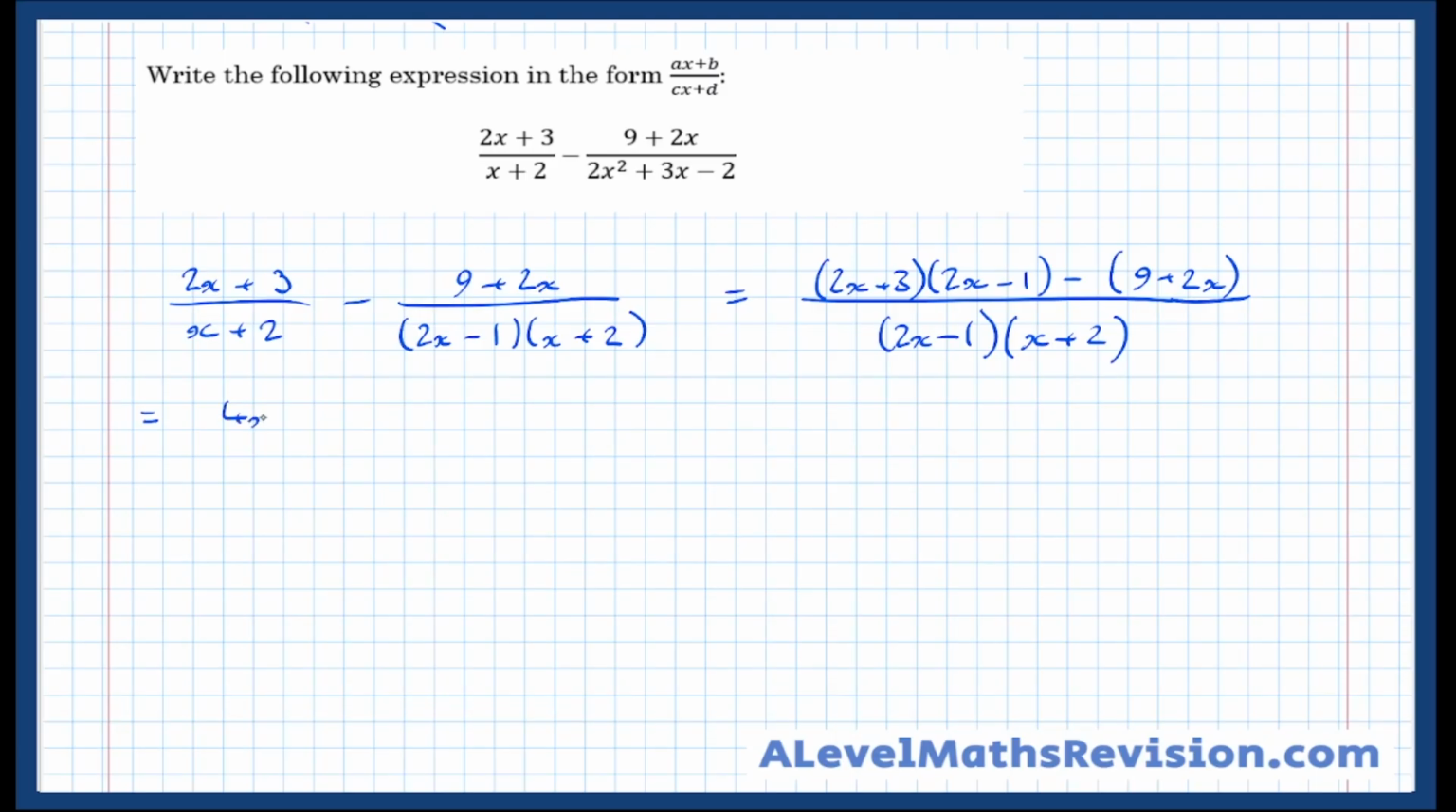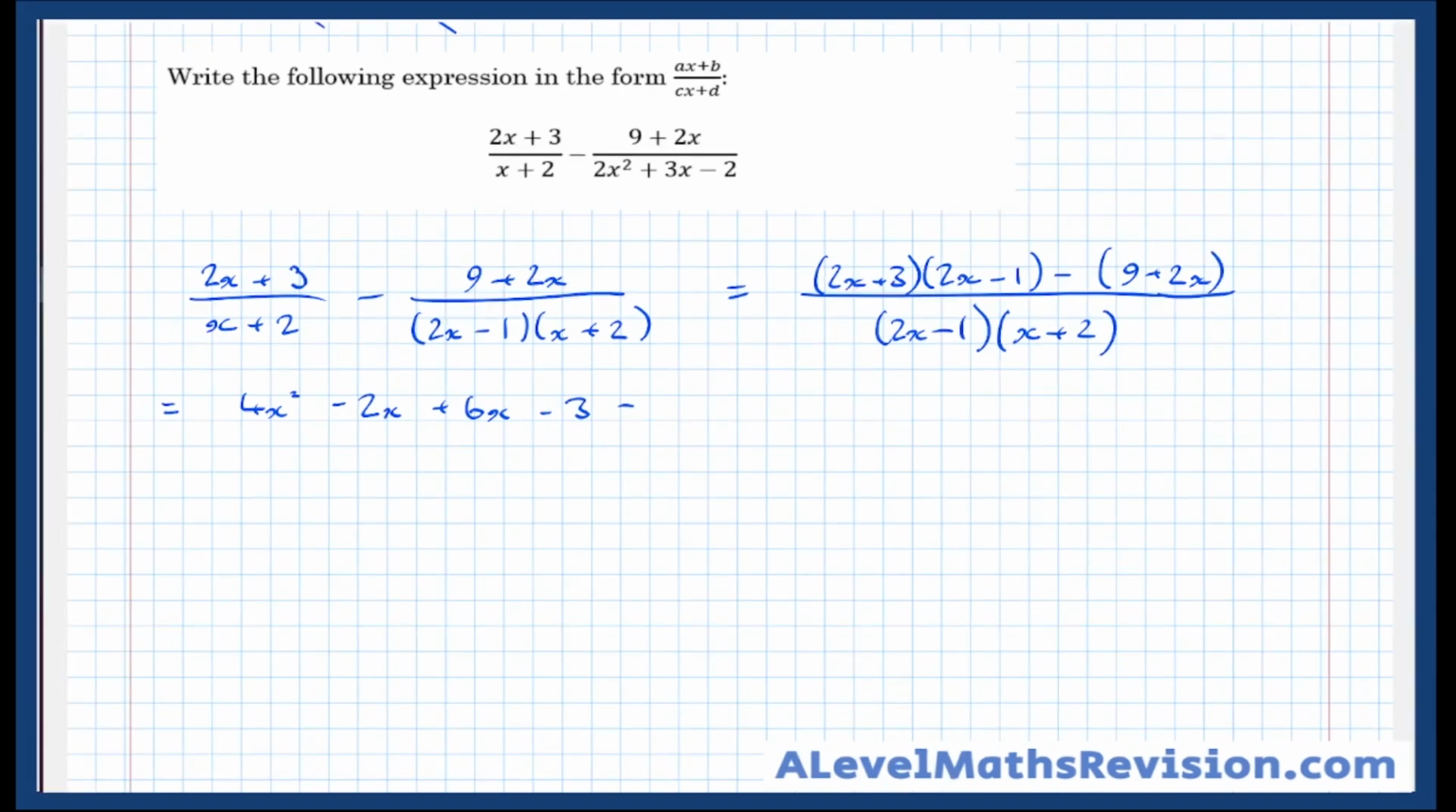Okay, so we've got 4x squared minus 2x plus 6x minus 3. Then we've got take 9, take 2x, and that is all divided by 2x minus 1, x plus 2, and I'm avoiding temptation to multiply out the denominator. Some people think that by multiplying out the denominator that we're simplifying it, but actually couldn't be further from the truth. A factorised expression is far simpler than an unfactorised expression.